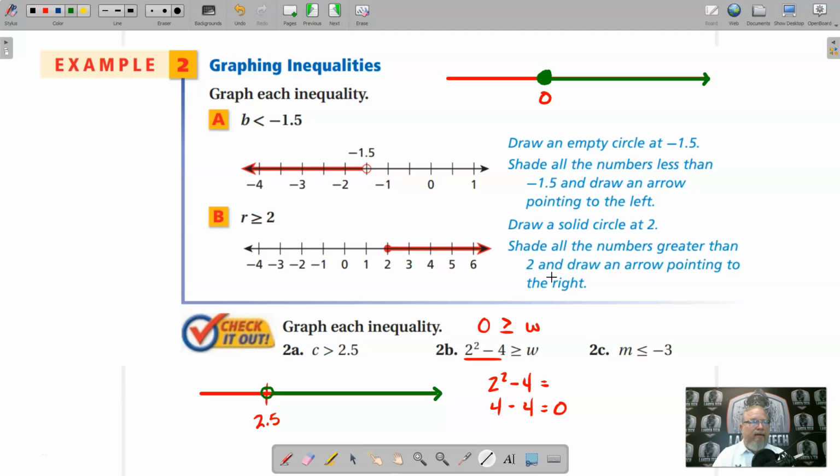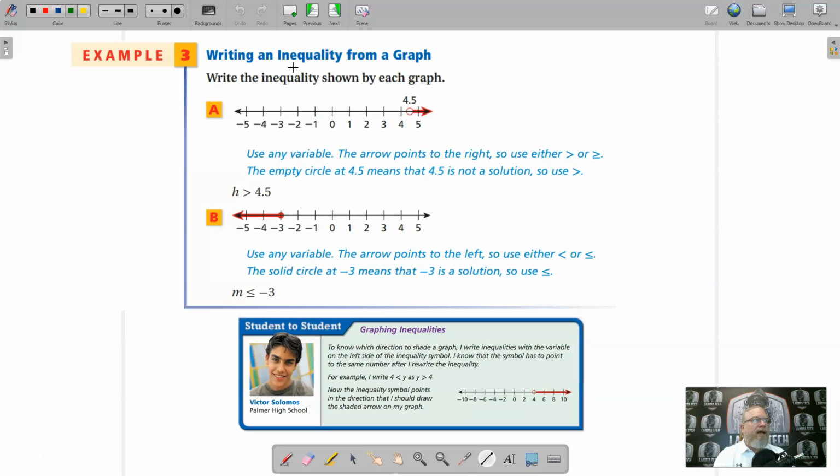Okay. Next, we have writing an inequality from a graph. So now it's just going the opposite way. In the last example, we had an inequality and we graphed it. Now we're going to be given a graph and we have to write an inequality for it. So with that said, let's go ahead and take a look at example A.